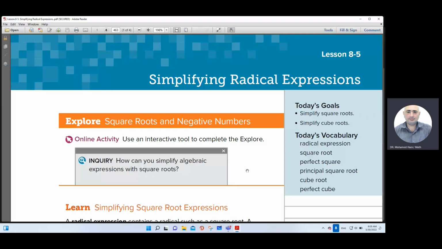Algebra 1, simplifying radical expressions. Simplifying radical expressions. Please, I want all of you to open your notebook. Write this title, please, quickly. Simplifying radical expressions.